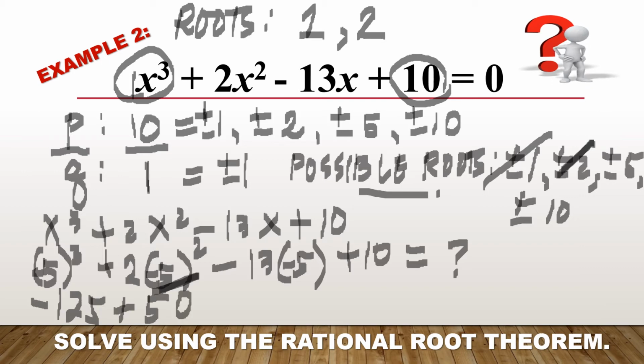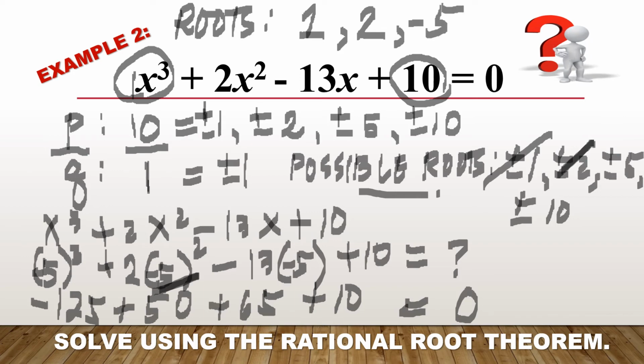Negative 13 times negative 5 is positive 65, then copy plus 10. Negative 125 plus 50 is negative 75. Negative 75 plus 65 is negative 10 plus 10, 0. So therefore, negative 5 is a factor. So let's write here, negative 5 is a factor. So we're done with positive and negative 5.